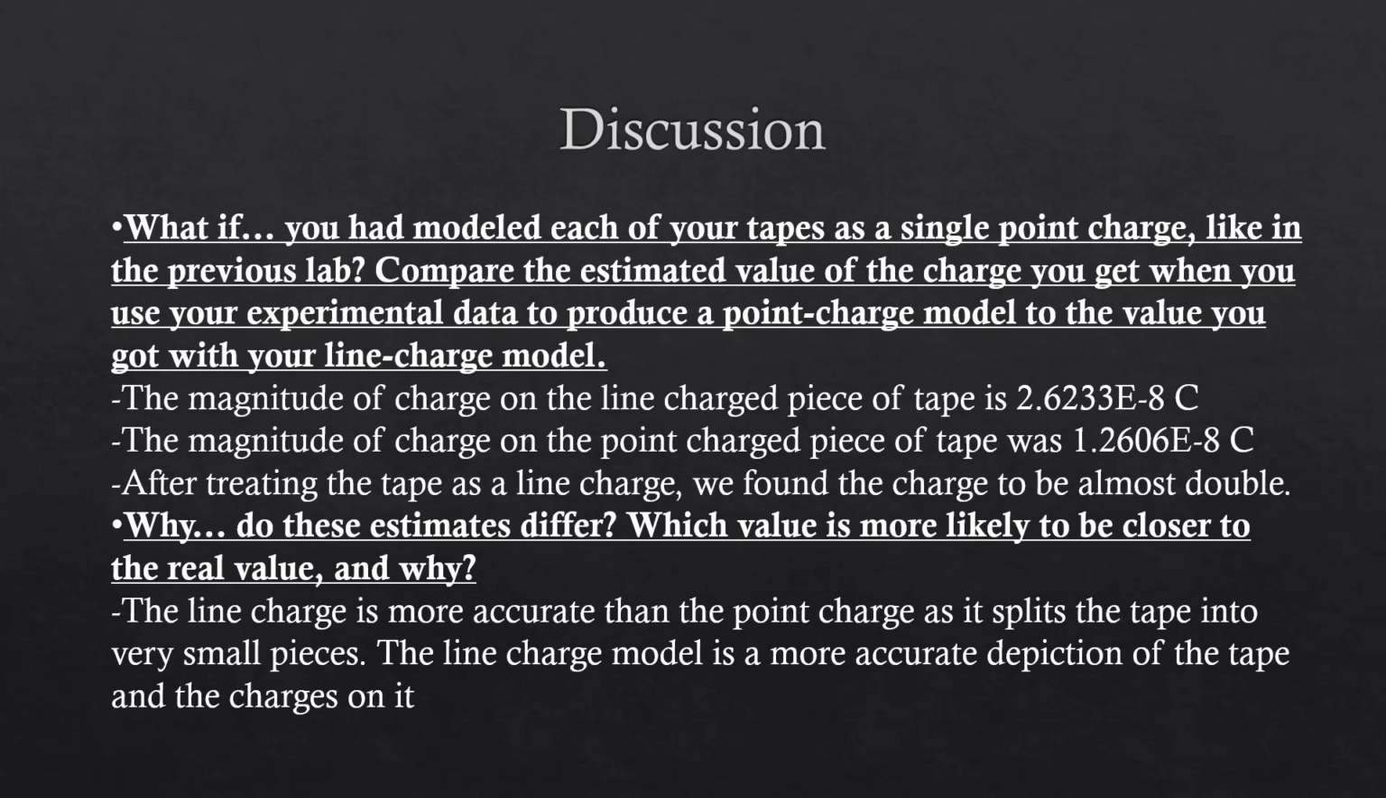Finally, for the discussion part: what if we had modeled our tapes as a single point charge like in the previous lab? As we said before, the magnitude of the charge on the line charge piece of tape is 2.62 times 10 to the power of negative 8 coulombs, and on the point charge piece of tape it was 1.26 times 10 to the power of negative 8 coulombs. So the line charge is more accurate, and it's almost double that of the point charge.